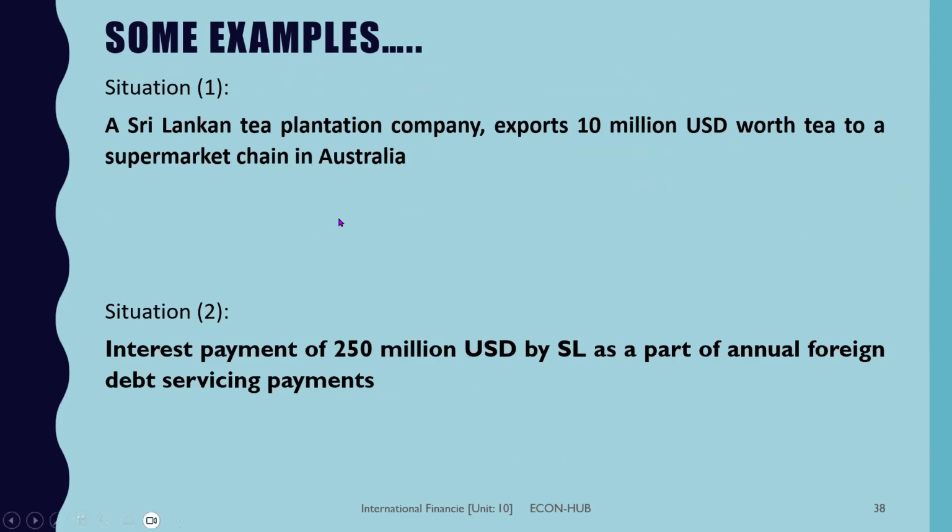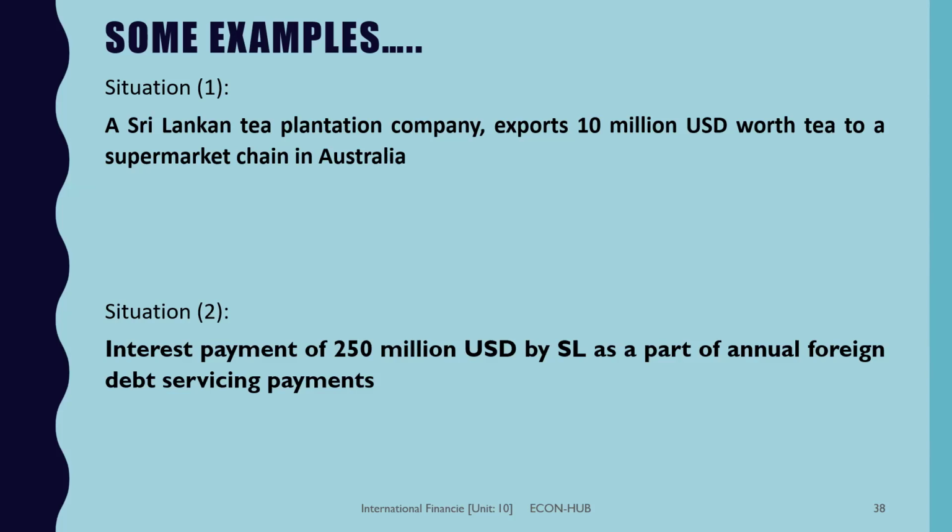Right. I think this is the first one. A Sri Lankan tea plantation company exports 10 million US dollars worth of tea to a supermarket chain in Australia. We'll say Dilma or someone. Right. So how does it work? What is the first entry? Is it a credit entry, debit entry? What is the second entry?